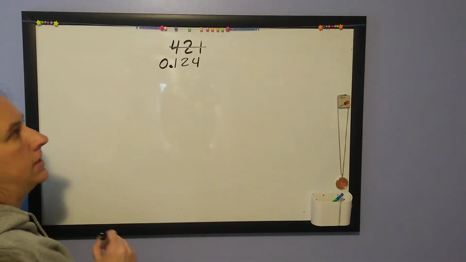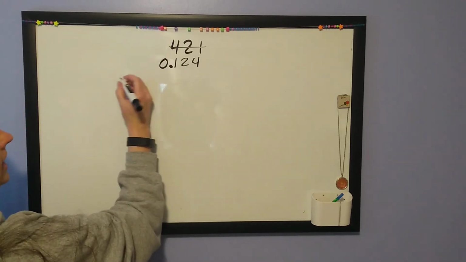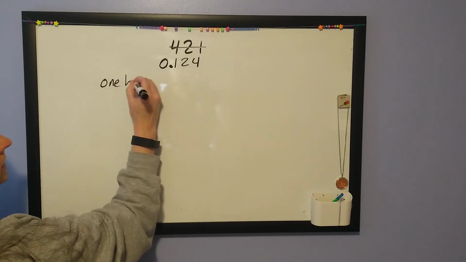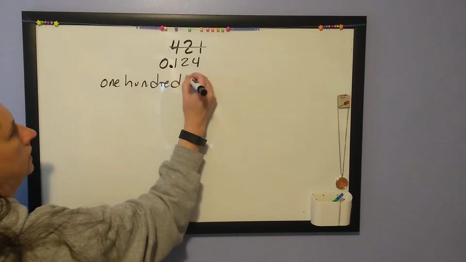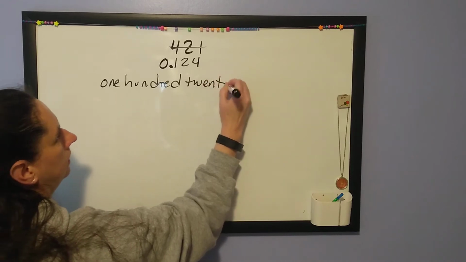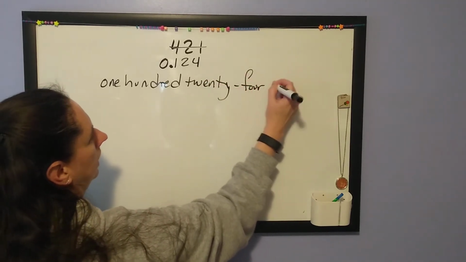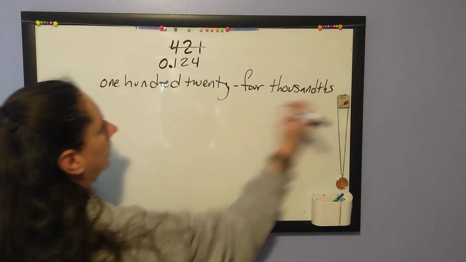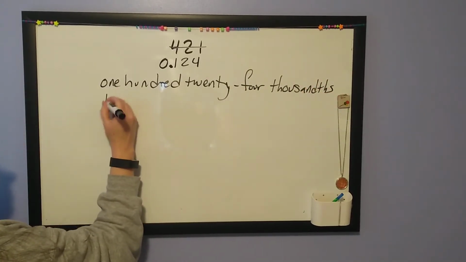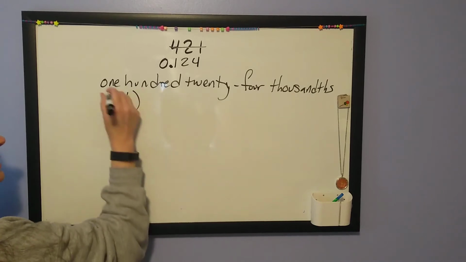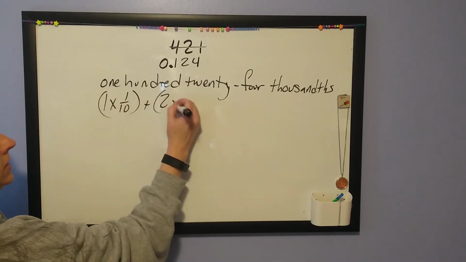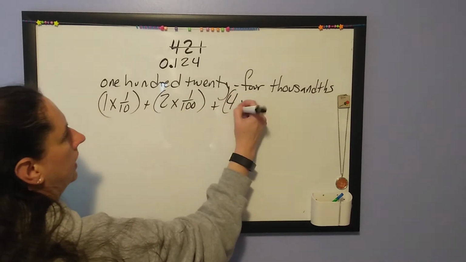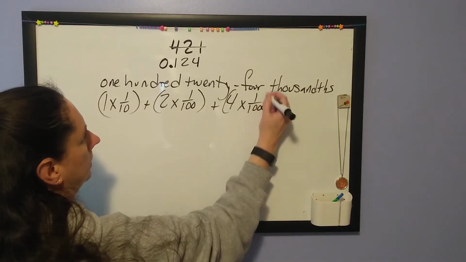So I have it in my standard form, and now I'm going to write it in word form or number name, 124 thousandths, and expanded form: 1 times 1/10 plus 2 times 1/100 plus 4 times 1/1,000th.